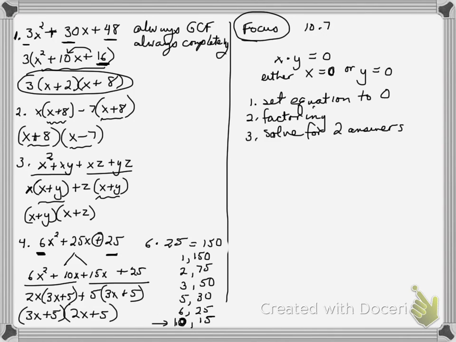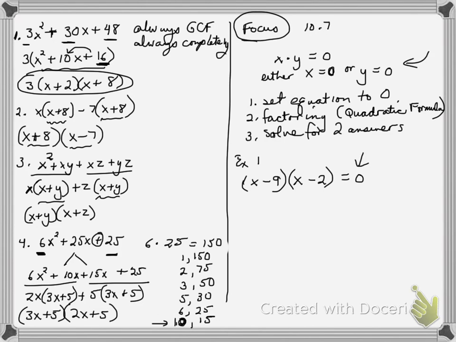So we've moved from factoring now to solving equations. My method is going to be: number 1, set the equation to 0, number 2, factor it, and number 3, solve for two answers using this principle right here. I'm going to illustrate that a couple times. If it does not factor easily, your second choice is to use the quadratic formula. Now notice for my first example, it is already set to 0 and it's already factored.